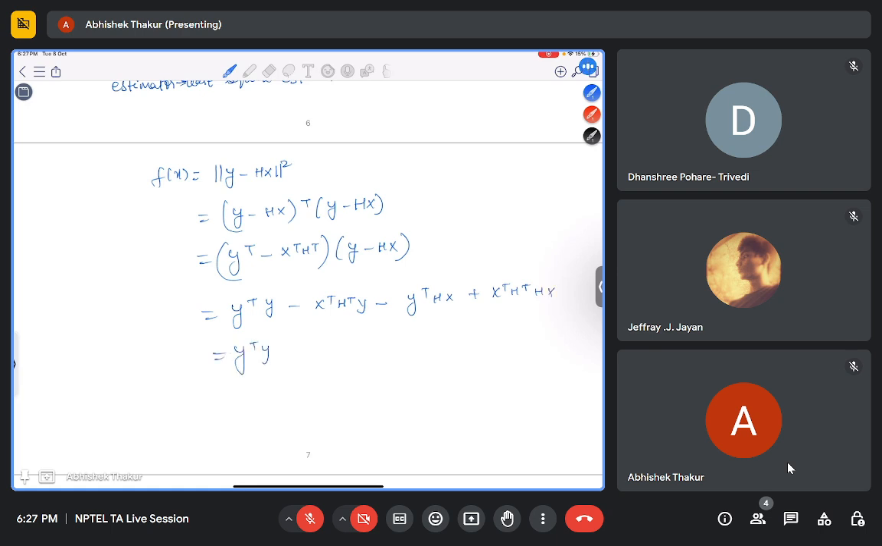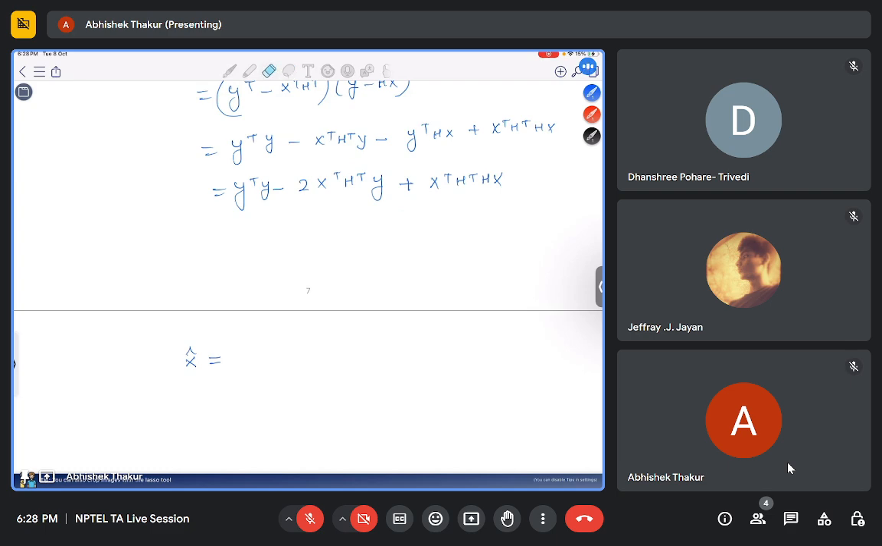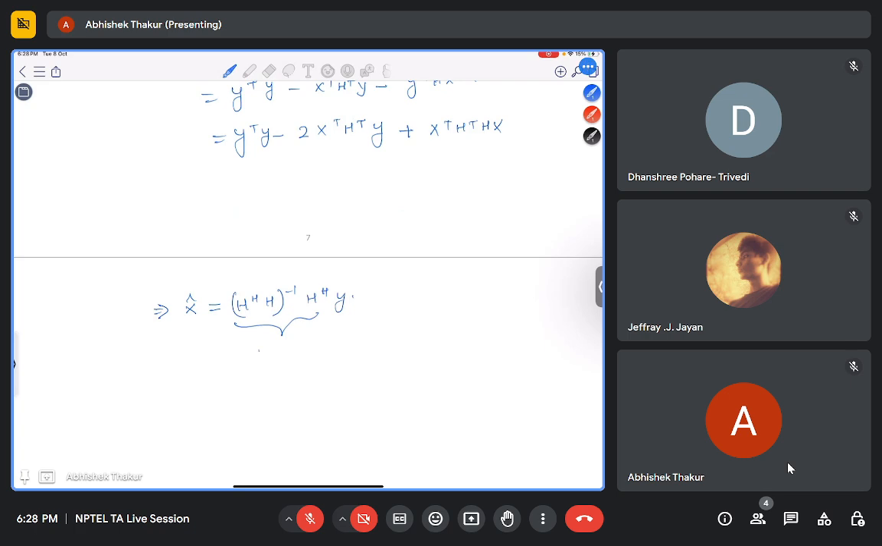So this can be written as y transpose y minus 2 x transpose H transpose y plus x transpose H transpose H x. So I will directly write the final equation. When we estimate, our x hat, as it is already derived in the classroom, using the zero forcing receiver is H Hermitian H inverse of H Hermitian y. So this is our F ZF, that is the zero forcing receiver.